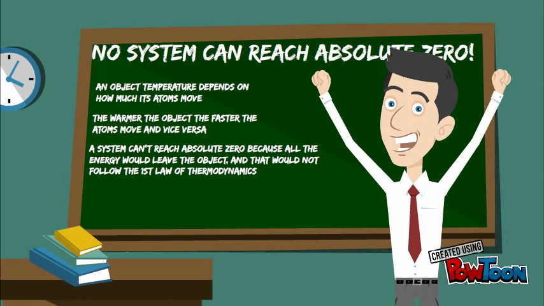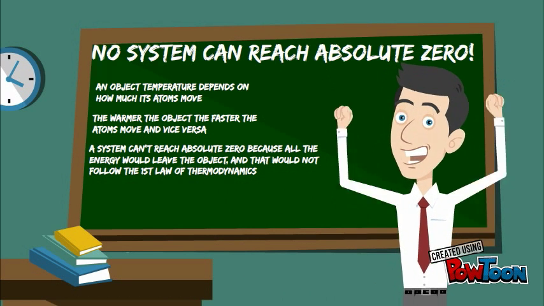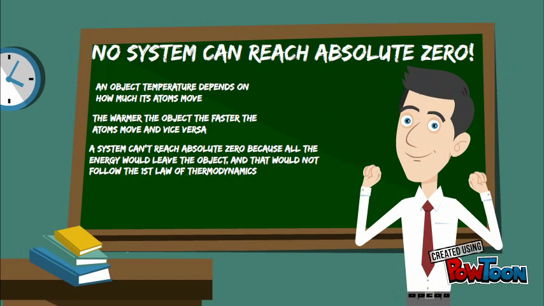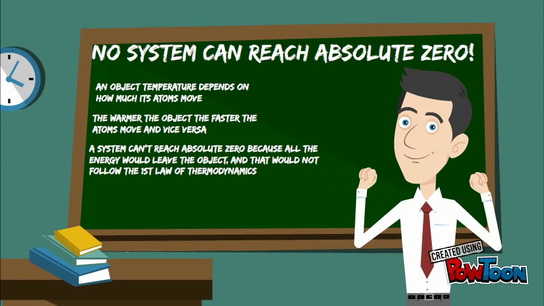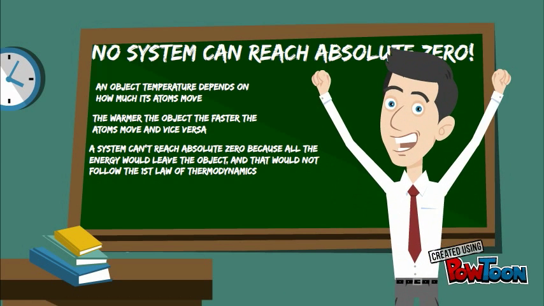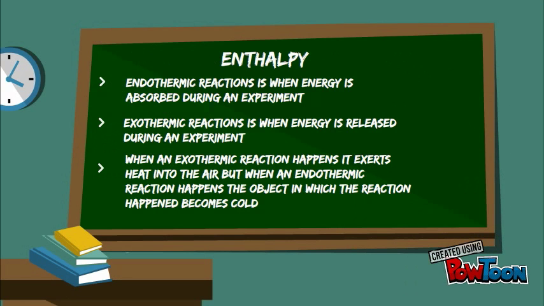The third law of thermodynamics: no system can reach absolute zero. An object's temperature depends on how much its atoms move. The warmer the object, the faster the atoms move, and vice versa. A system can't reach absolute zero because all the energy would leave the object, and that would not follow the first law of thermodynamics. Enthalpy.